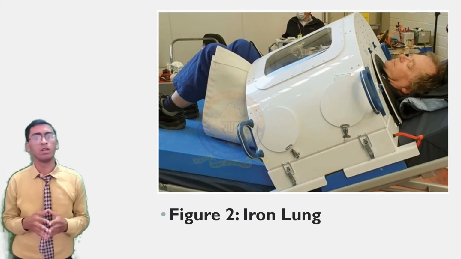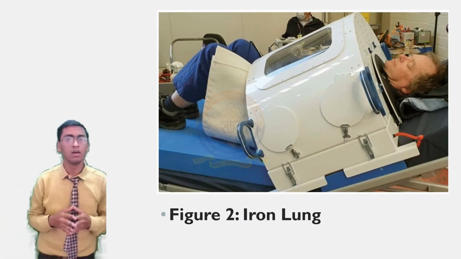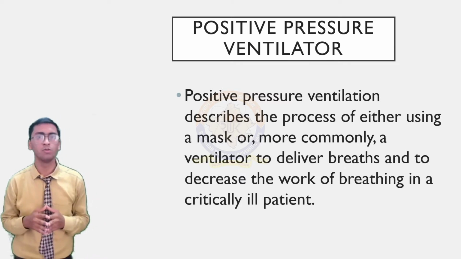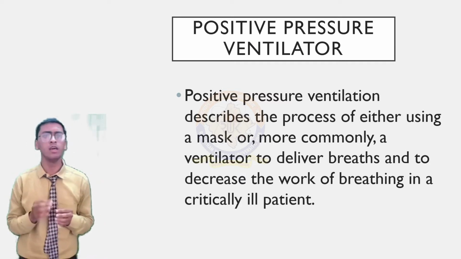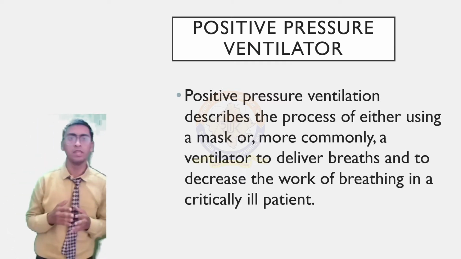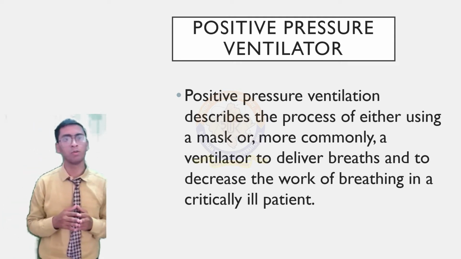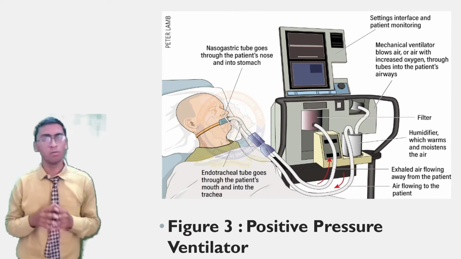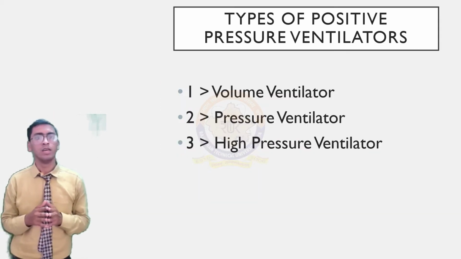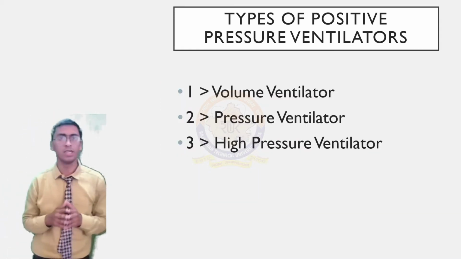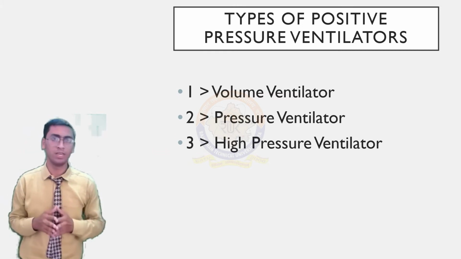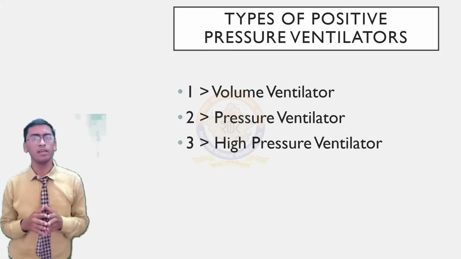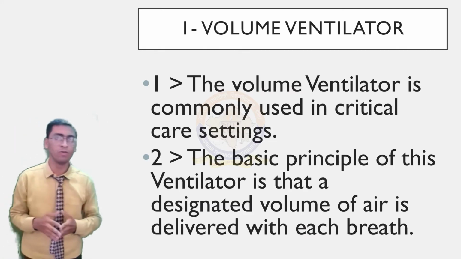Now moving on. Positive pressure ventilator. A positive pressure ventilator describes the process of either using a mask or, more commonly, a ventilator to deliver breath and to decrease the work of breathing in critically ill patients. Types of positive pressure ventilator. There are three types of positive pressure ventilators. First, volume ventilator. Second, pressure ventilator. Third, high frequency ventilators.